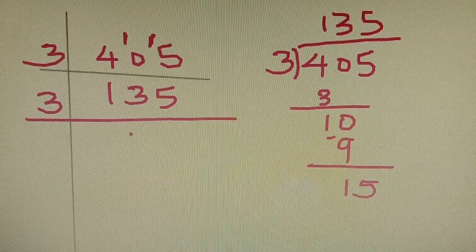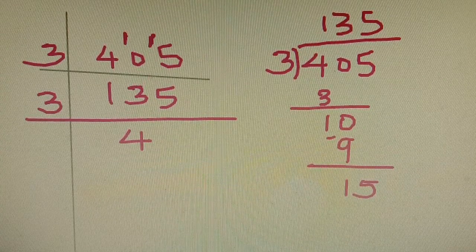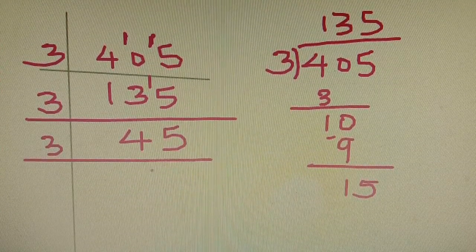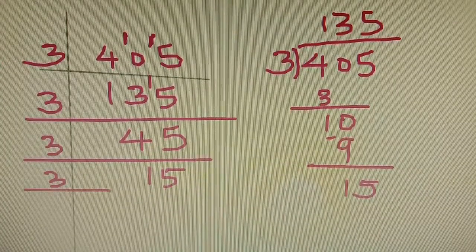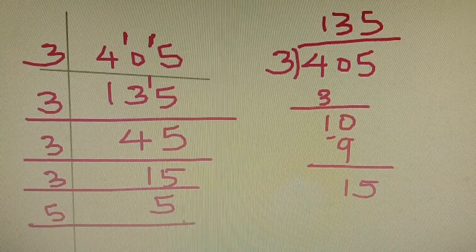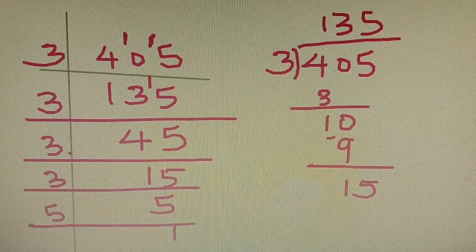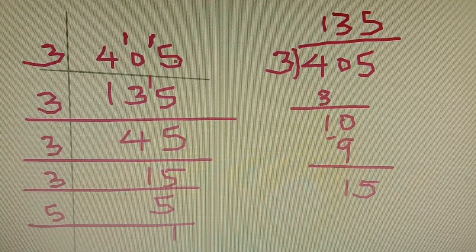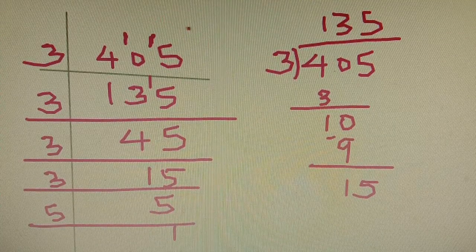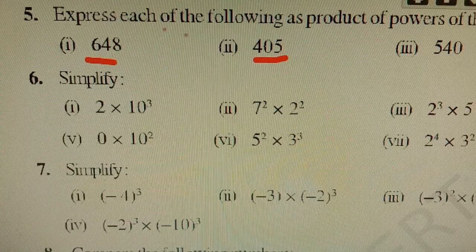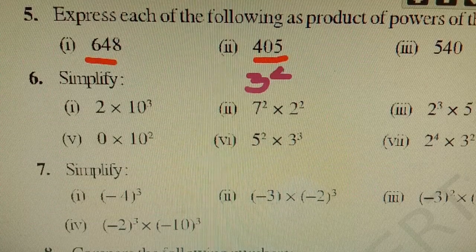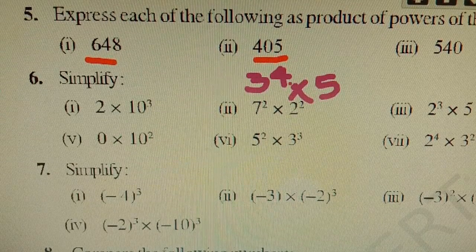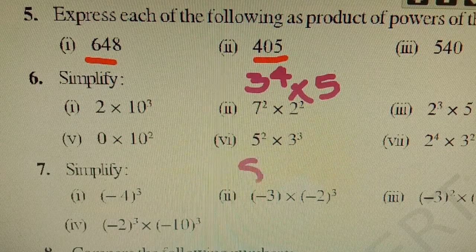So how many 3's are there? 4 threes and 1 five. So the answer we can write as 3 to the power of 4 into 5. Is it correct? Okay, we can just verify. 3 to the power 4 means 81. So 81 times 5, is it 405? Yes, 81 times 5 is 405. So the answer 3 to the power 4 times 5 is correct. After completing each question, you can just verify your answer.